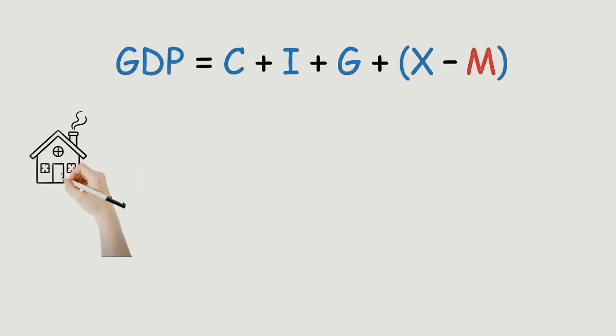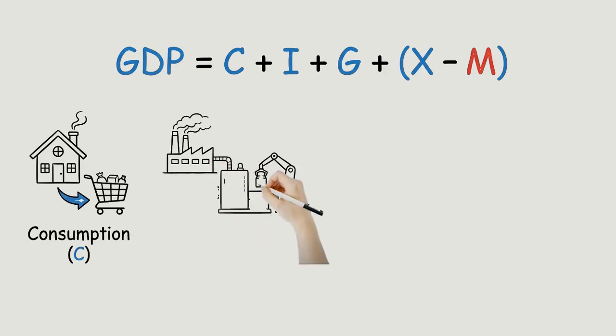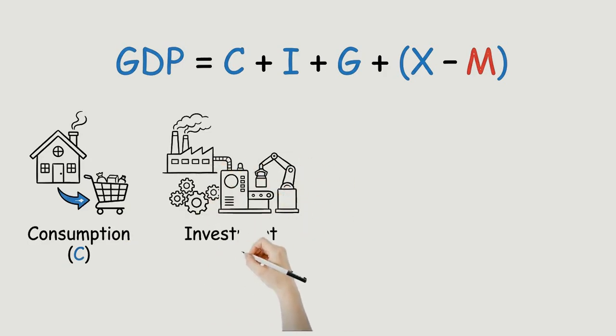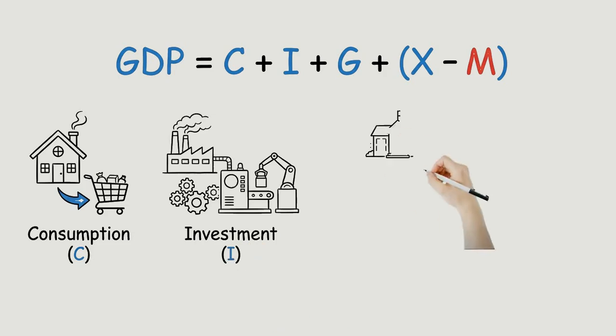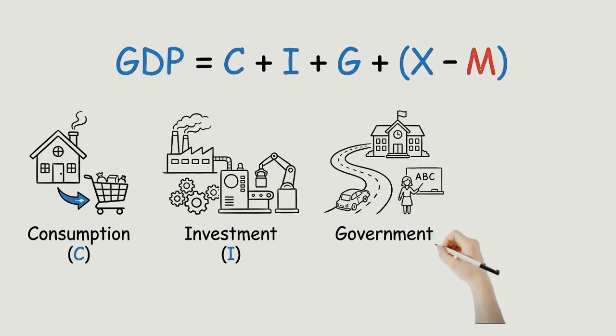Consumption is household spending on goods and services, like food, clothes, and haircuts. Investment is spending on new capital, like machines, factories, new homes, and even unsold goods added to inventories. Government purchases are spending on goods and services, like roads or teachers' work, but not transfer payments like pensions.